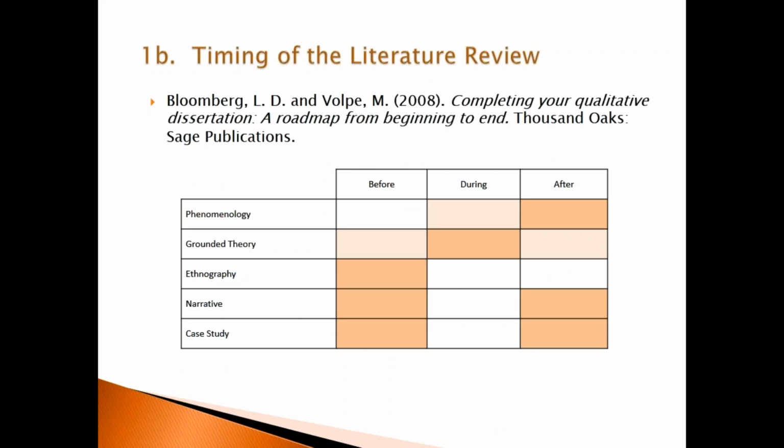Okay, so the next thing is the timing. I've taken a few liberties here to create a table based on this article, and what the article does is try to identify how much literature review occurs before, during, or after data collection, because in different approaches it can be positioned before, after, or during. And so the darker the cell here, the more prominent that timing is in that methodology.